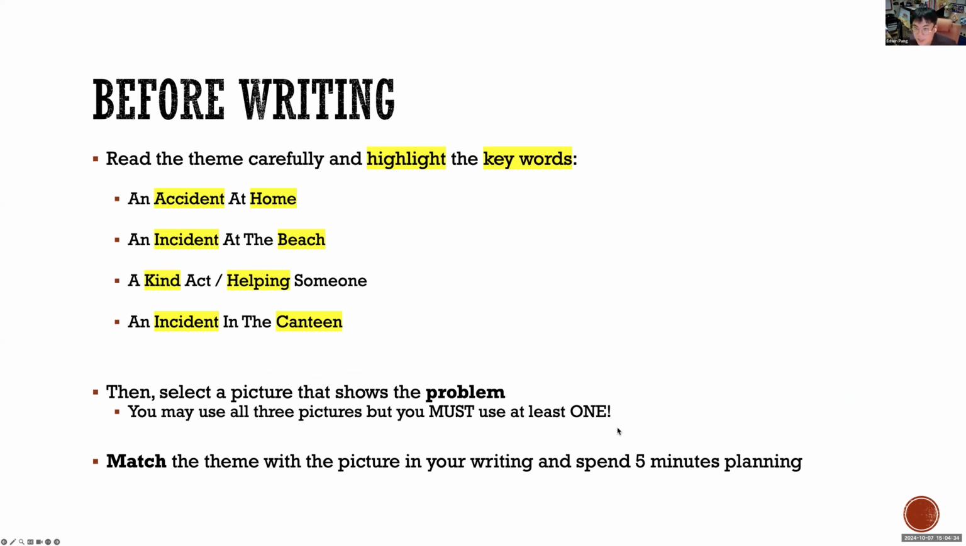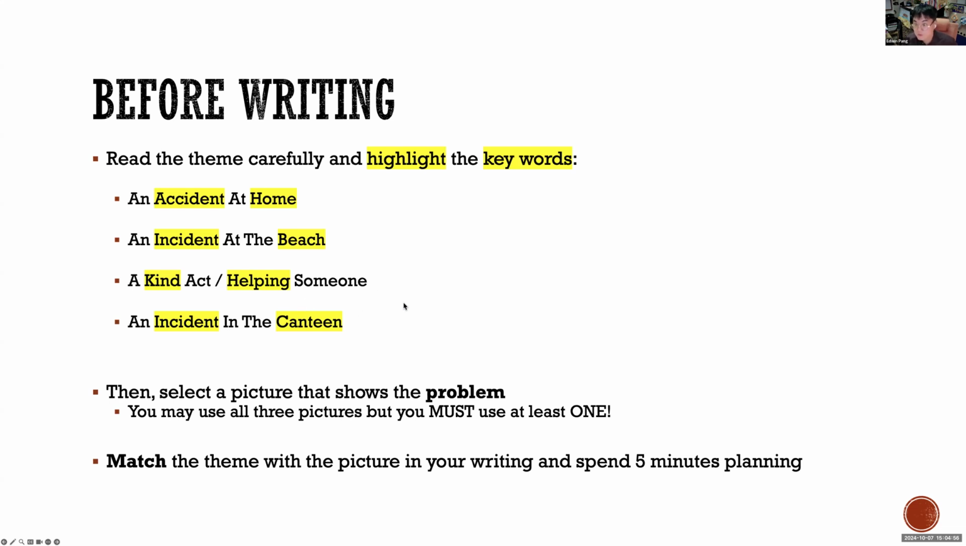Now, can anyone tell me what happens if you forget to use a picture? Yeah, again, Kaylin, go ahead. You fail. It is very likely that you will not be able to do well for your composition, right? Because the composition must be based on the theme, the keywords, and the picture, right? So you must have them both in your writing.